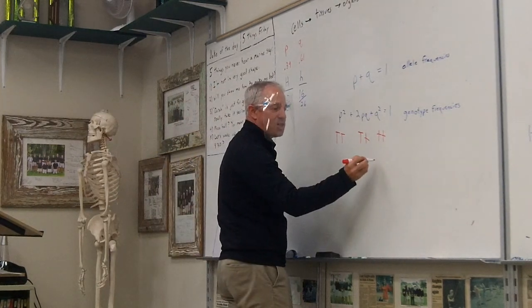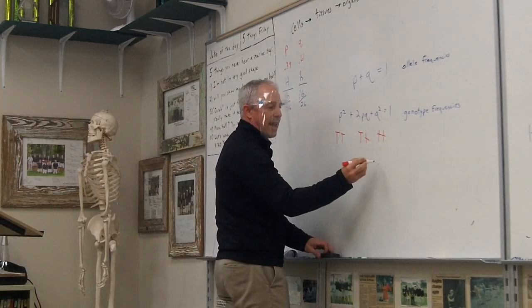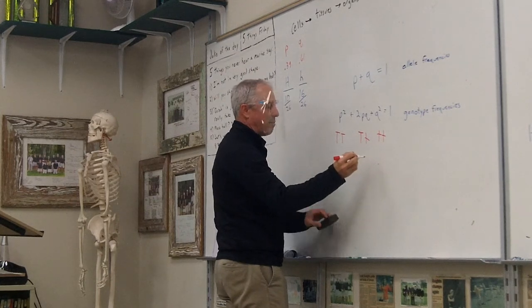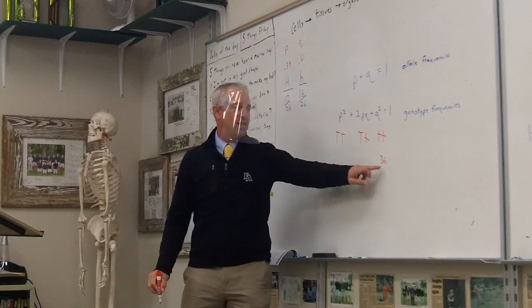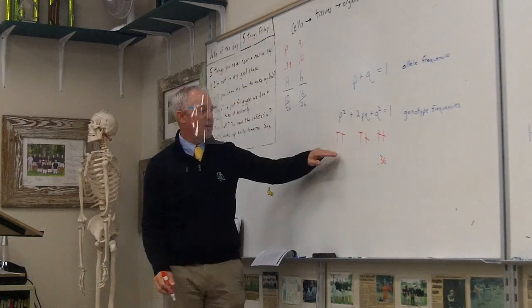36% of a population has straight thumb. That means 0.36 is this. What percentage is homozygous dominant?